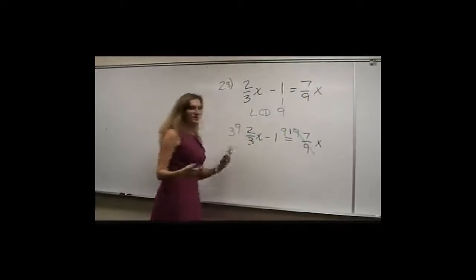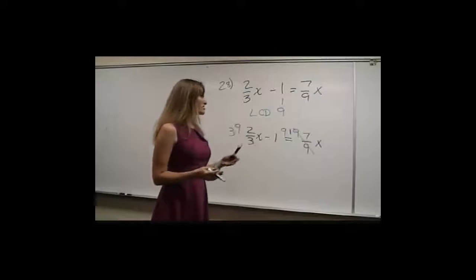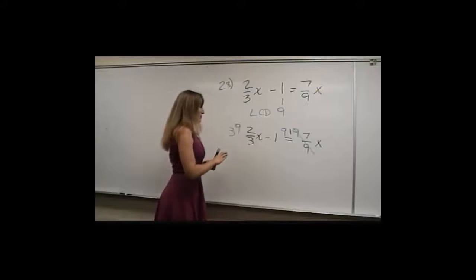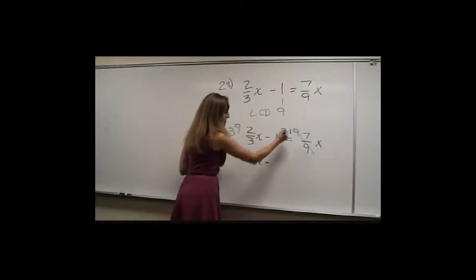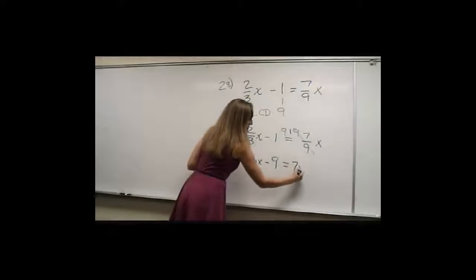You should not have any more fractions at this point because our goal was to clear the fractions, and if you have any fractions left, that means you didn't pick the right LCD. So let's multiply what we have left over. We have 6x minus 1 times 9 is 9 is equal to 1 times 7 times x is 7x.